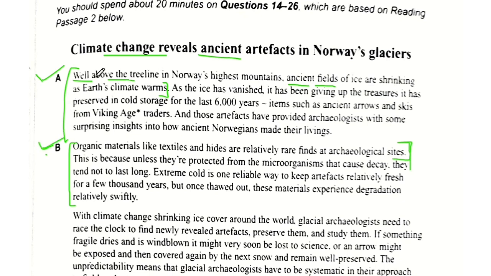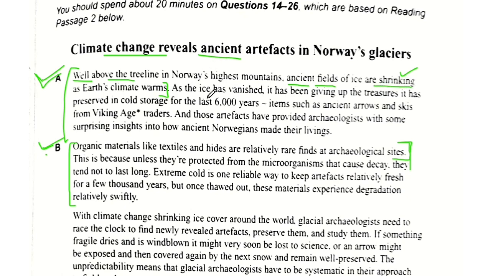So when you're reading the first sentence, you must consider it as the topic sentence or the heading. When you read this whole paragraph, you will realize that the second, third, or fourth sentence are always connected to this first topic sentence or the heading. So, for example, we see this paragraph. "High above the tree line in Norway's highest mountains, ancient fields of ice are shrinking as Earth's climate warms." So here they are clearly telling about the shrinking of ice in the ancient fields of Norway.